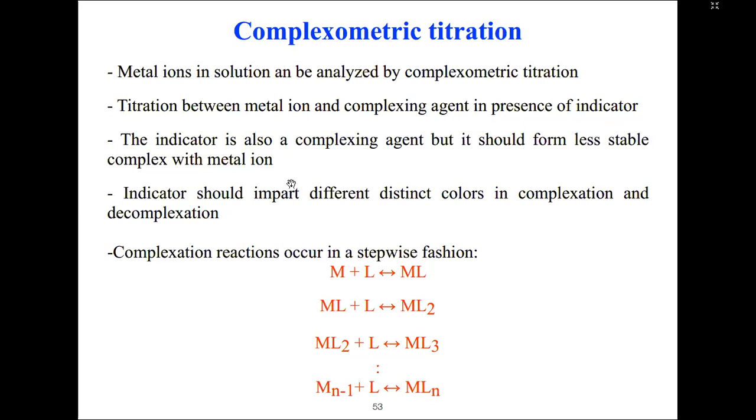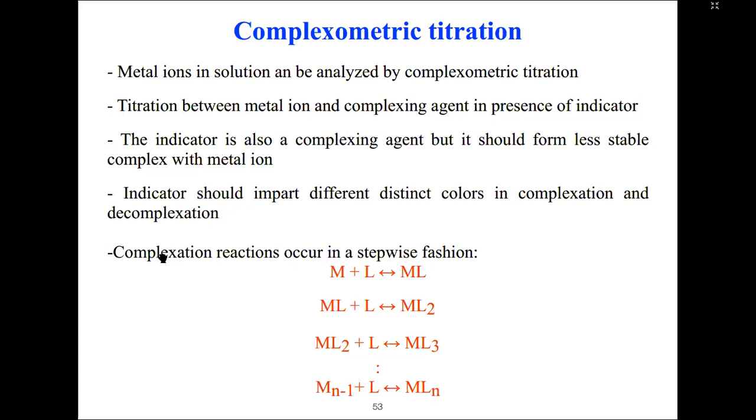Indicators should impart different distinct colors in complexation and decomplexation. That means the indicator can exist by itself, or it can also form a complex with the metal. When it exists on its own, it will have one color, and when it forms the complex, it will have a different color. And that's how you determine the end point.